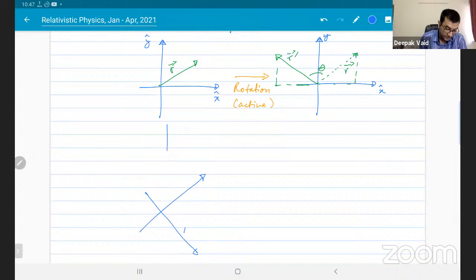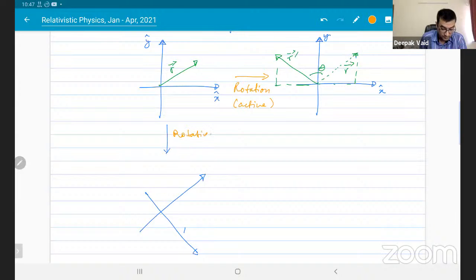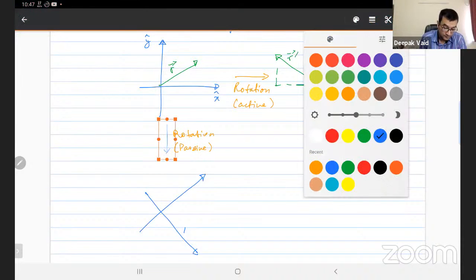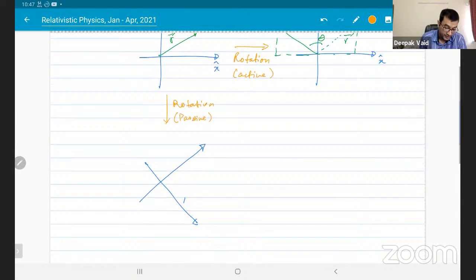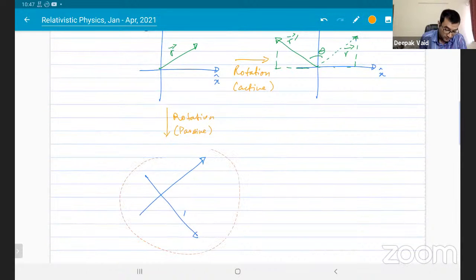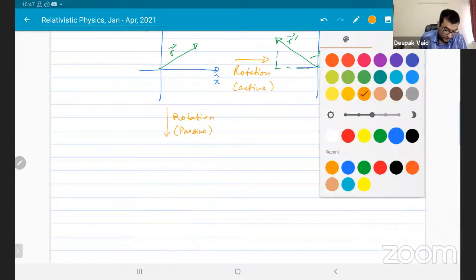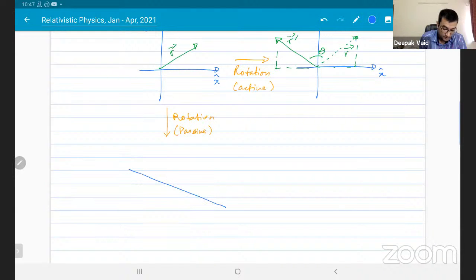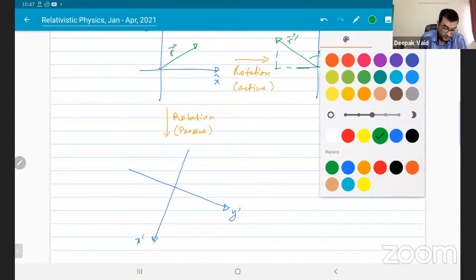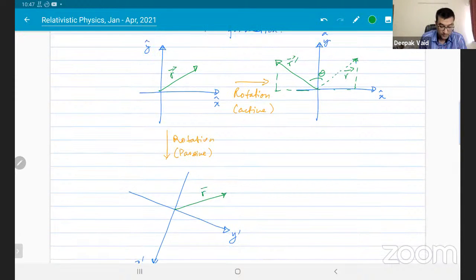This is called a passive transformation. This is also a rotation, but this is now passive. So in this picture, maybe I should make it slightly different, something like X prime, and then our vector R remains the same.